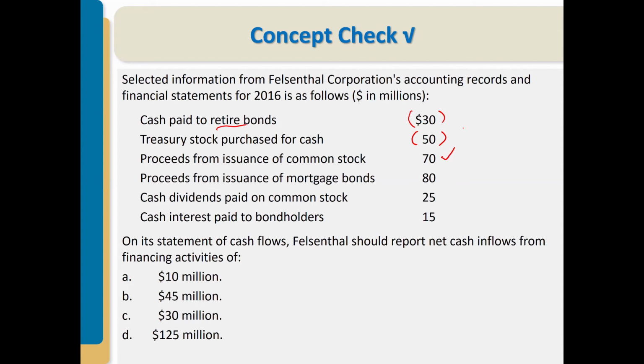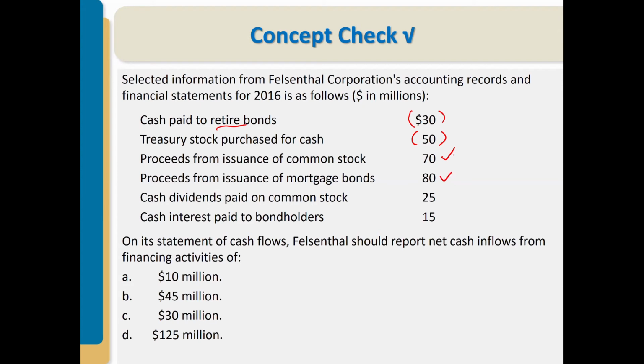Proceeds from issuing mortgage bonds. Same thing here, but this is debt financing. We borrow money by issuing bonds. We borrow 80 million dollars, so this is debt financing. It's a cash inflow, positive.